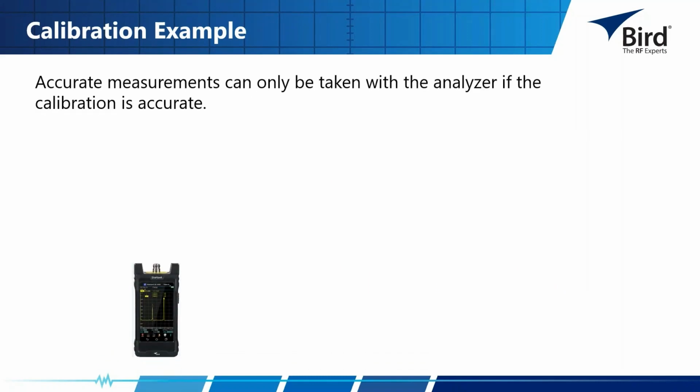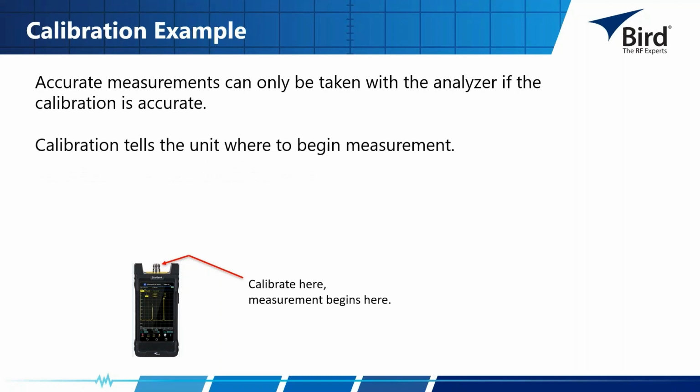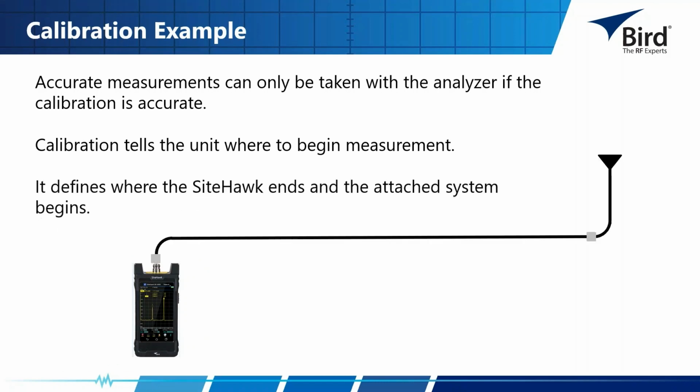I mentioned calibration. Accurate measurements can only be taken with the analyzer if the calibration is accurate. Calibration tells the unit where to begin the measurement. So you can calibrate here at the test port, and this is where your measurement begins. Use the calibration combo, and when you do this, it defines where the SiteHawk ends and the attached system begins.